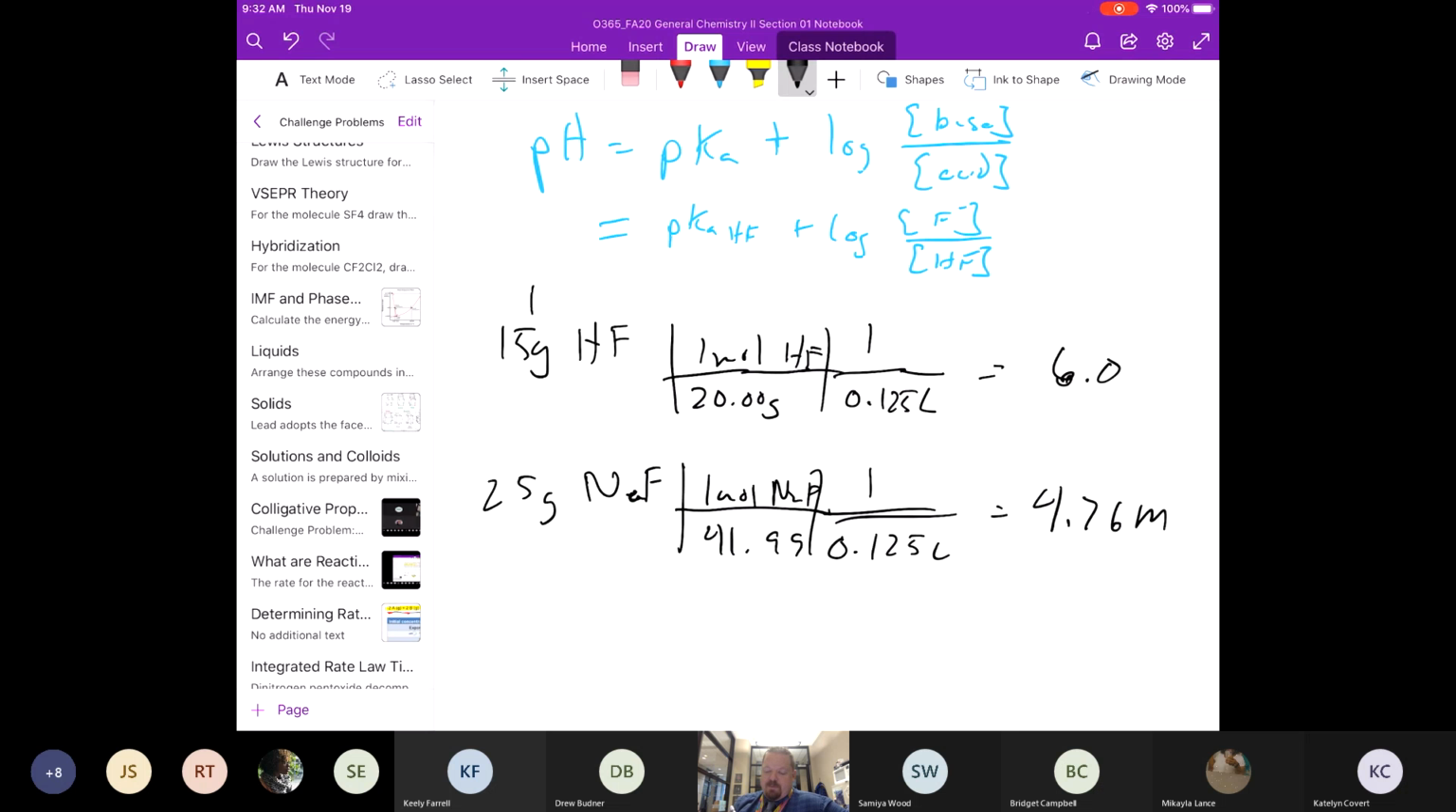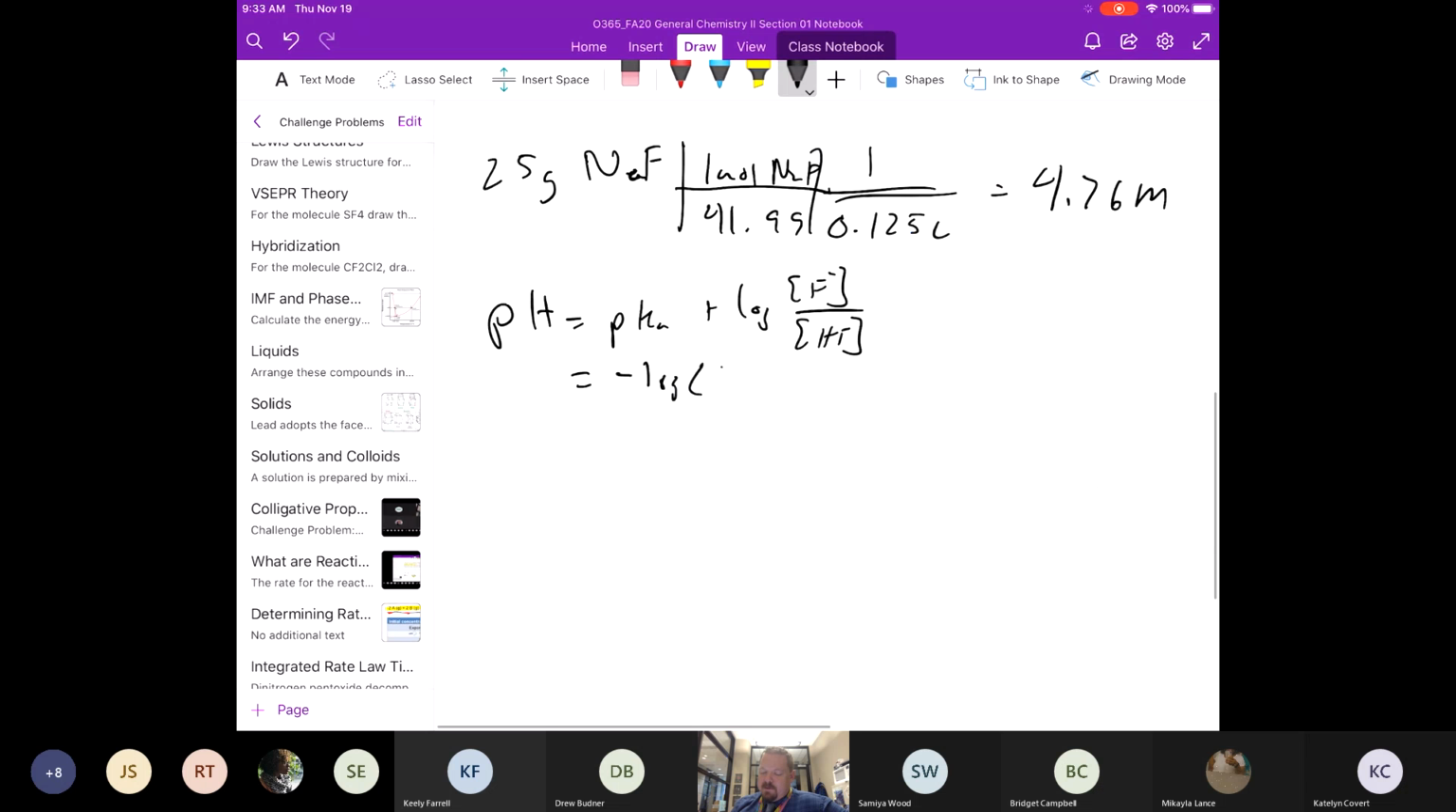And for this, the Ka for HF is 6.8 times 10 to the negative 4. I looked that up. It's a standard value. So our pH is going to be equal to pKa plus the log of the F minus over HF, which is going to be equal to the negative log of the 6.8 times 10 to the negative 4th, plus the log of the one that's a base, which is this one, 4.76, divided by the acid.